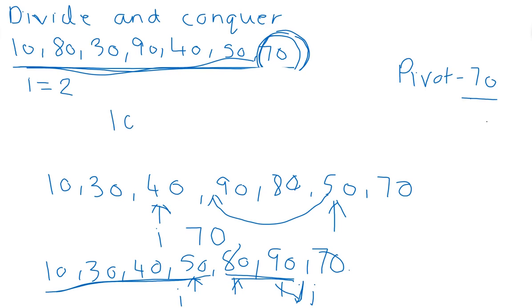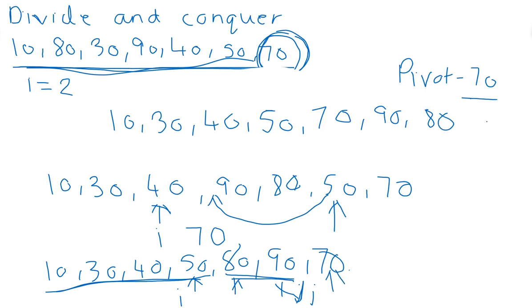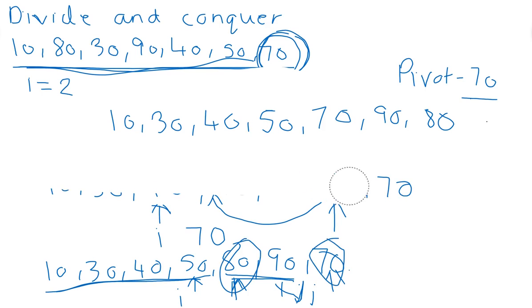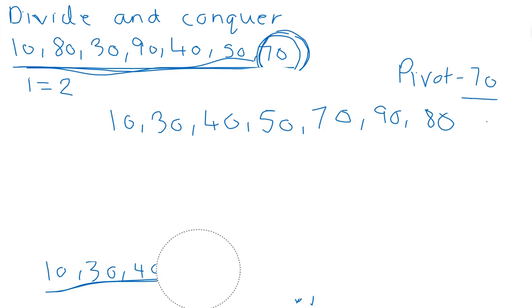So it will be 10, 30, 40, 50, 70, 90, and 80. We have swapped the array element at high with the array element at i. We have incremented i and swapped these two. So now this is our array after partitioning.